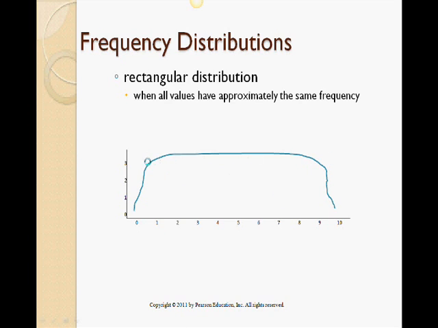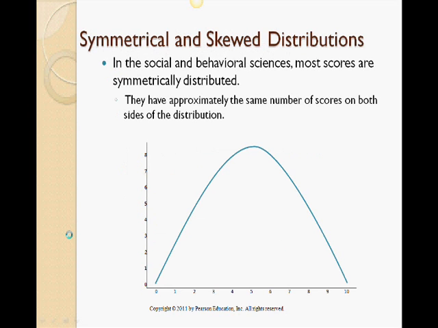Another characteristic of a frequency distribution is whether or not it is symmetrical or skewed. This is an example of a symmetrical distribution, and you can see that it is symmetrical. If you divided this in half, each half would be pretty well equal. Skewed distributions are distributions where scores pile up on one side or the other.